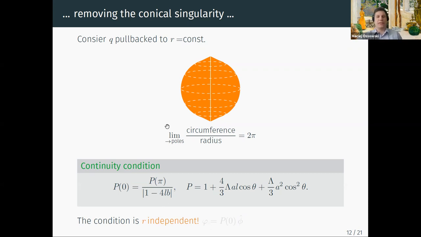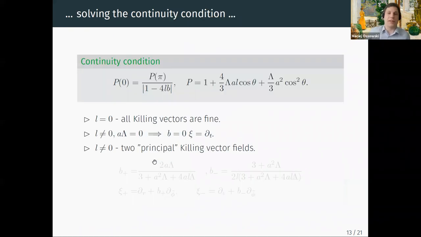So we can remove the singularity at all of the spheres of different radii. And we do so by rescaling the angular coordinate by a suitably chosen value. Okay, so let me tell you something about solving this continuity condition.